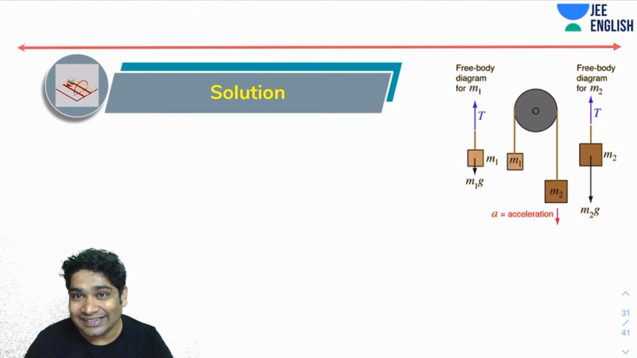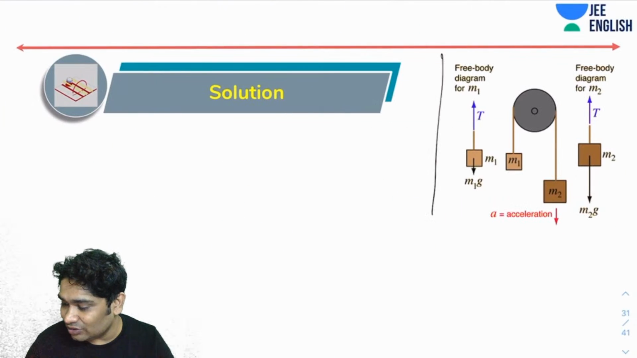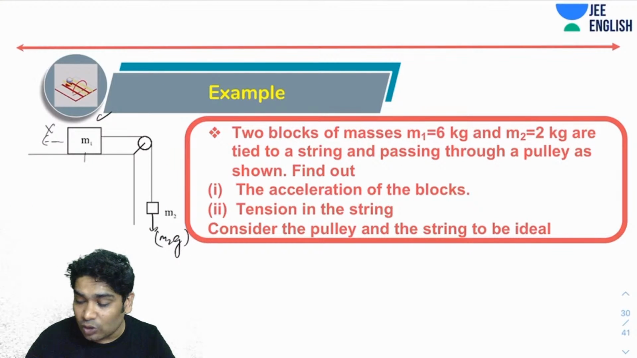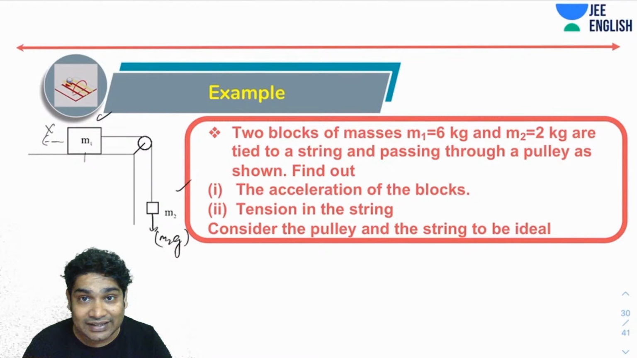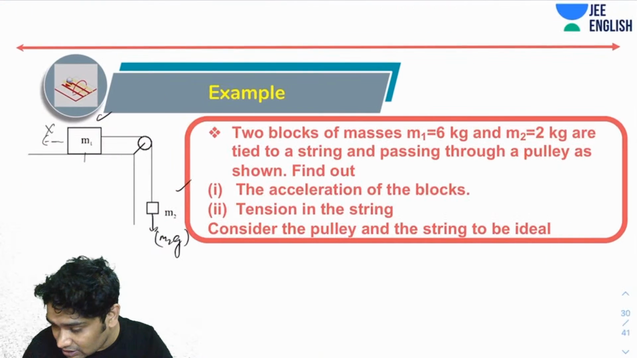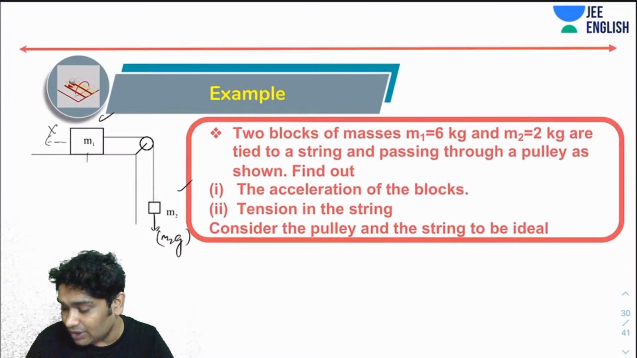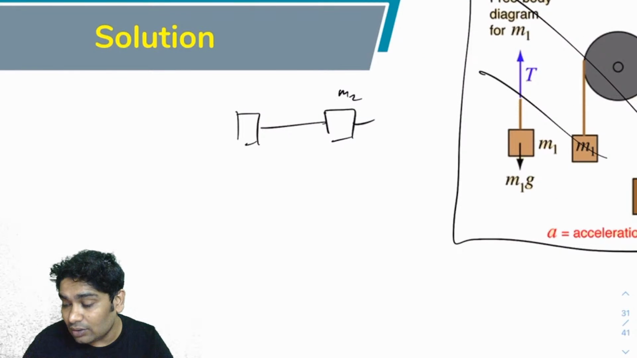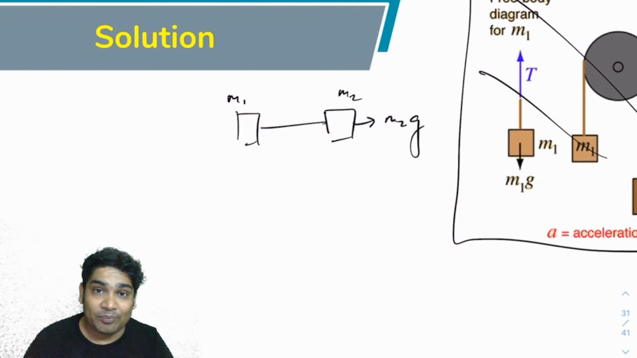I don't know why this is here, so let's forget about this. All I'm saying is, since both these guys will move with a single acceleration, I can always take them as one system. So if I take them as one system, m2 and m1, this guy is feeling pulled by a force m2g, and this guy is not getting pulled anywhere.